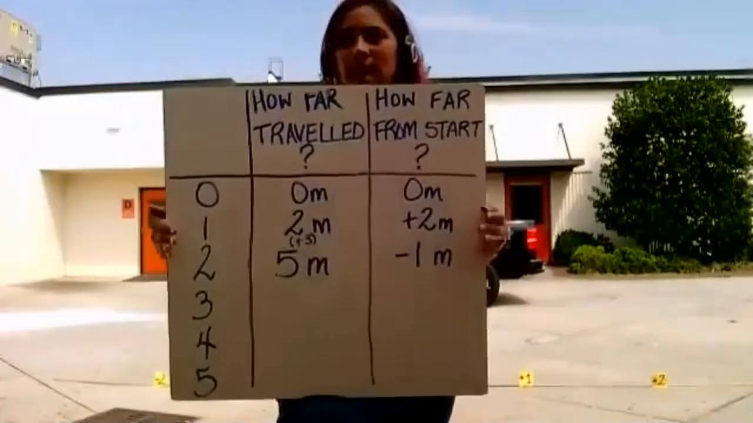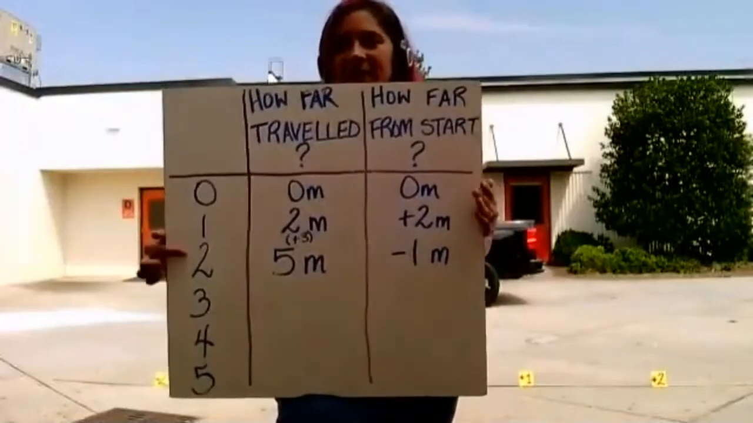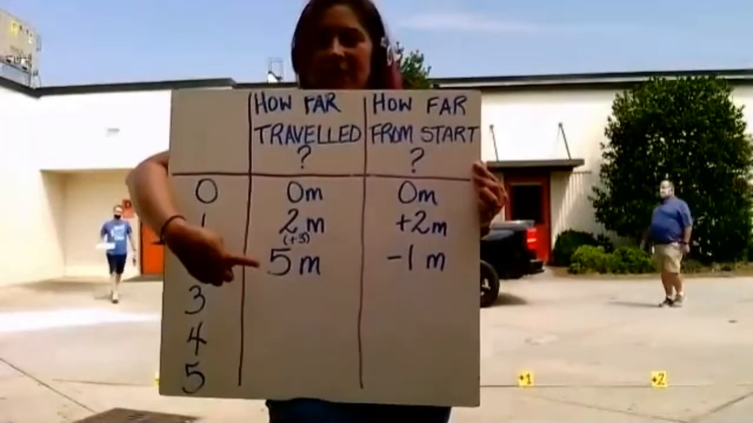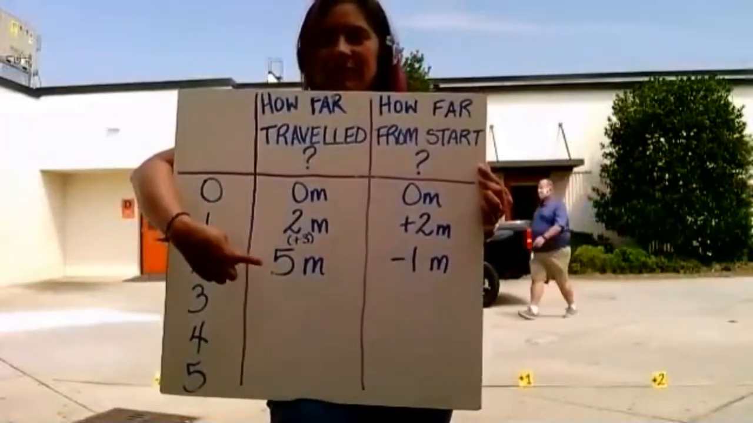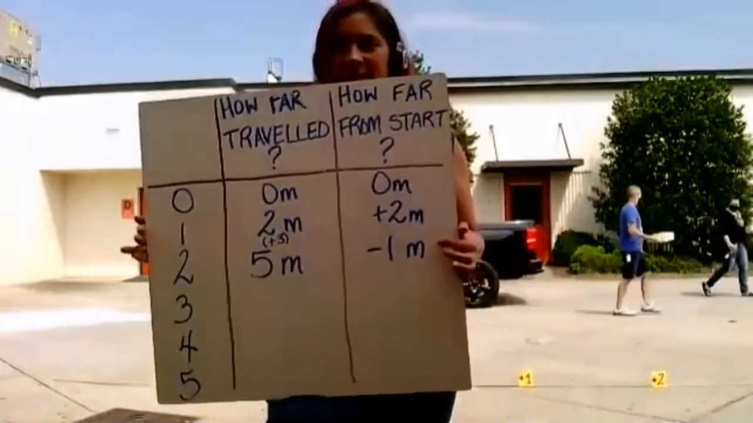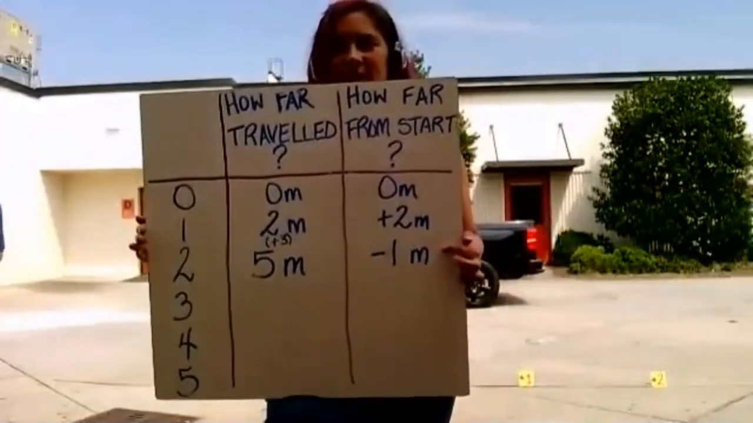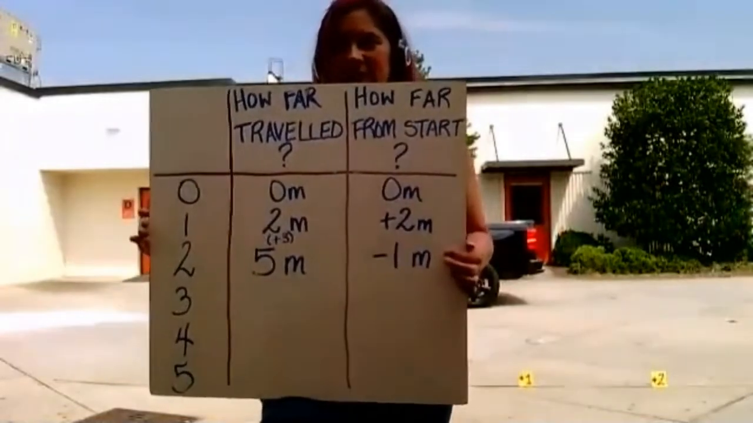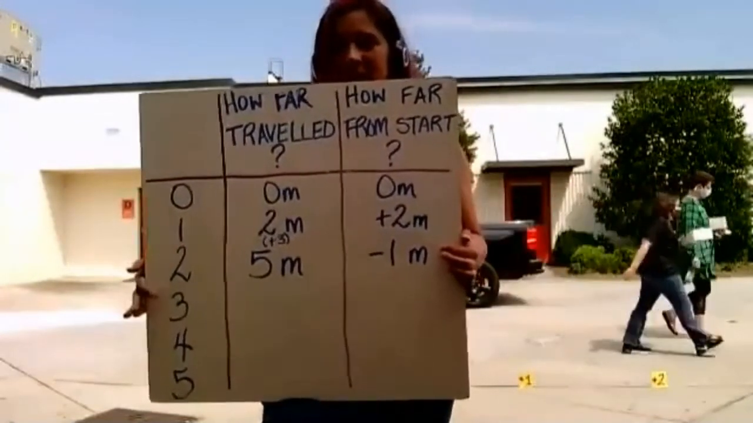Let's look at the data table. So for my second data set, since I went 2 and then 3 more, my feet have traveled a total distance of 5 meters. Now, how far am I from the starting point? Well, based on my number line, I was at -1 meters. And so I was 1 meter to the left of 0. Now for the next one.